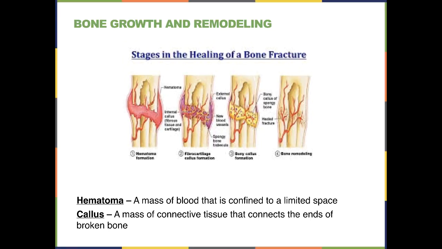So these are the stages of bone healing. First you have hematoma formation, then the initiation of a fibrocartilage callus, then a bony callus formation, and then lastly bone remodeling until you can't actually tell that anything has occurred.